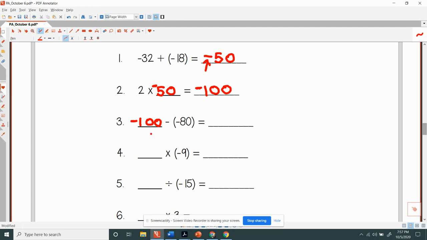This is a tricky one. We have negative 100 minus a negative 80. Well, what does the rule say? The rule is to add, when subtracting, add the opposite.